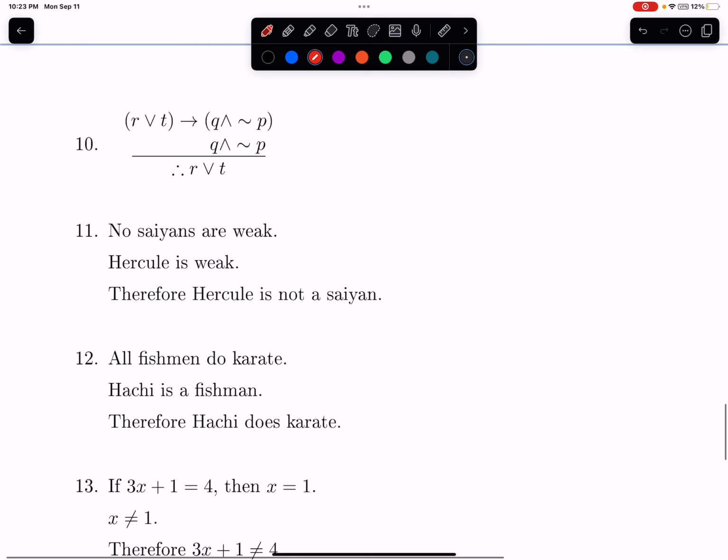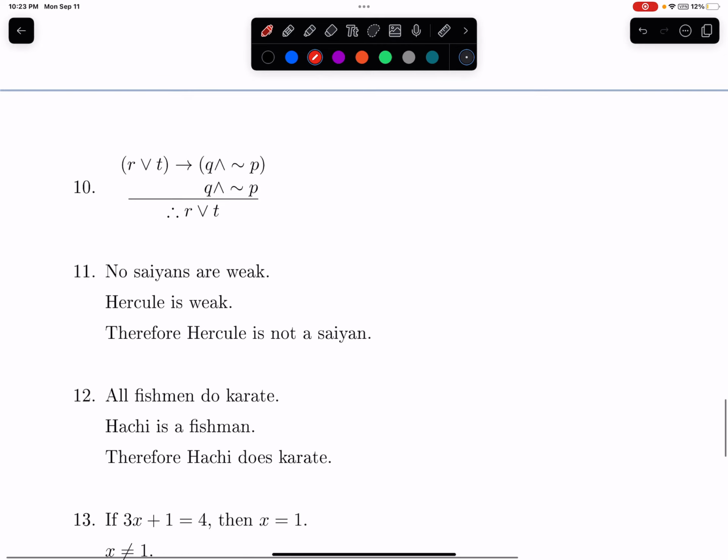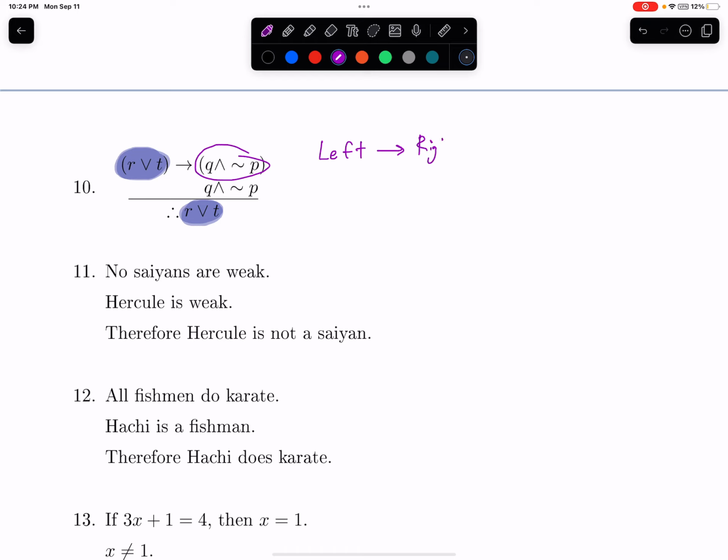Number 10 looks big and complicated on the outset, yeah? It's looking pretty gnarly, but don't be intimidated. Just focus in on what's on the left here. It happens to be R or T, big compound statement. But look over here. Here's that same compound statement. Let's break it down. So here I have something that's on the left, just happens to be R or T. And I've got something that's on the right, which just happens to be a long statement, Q and not P.